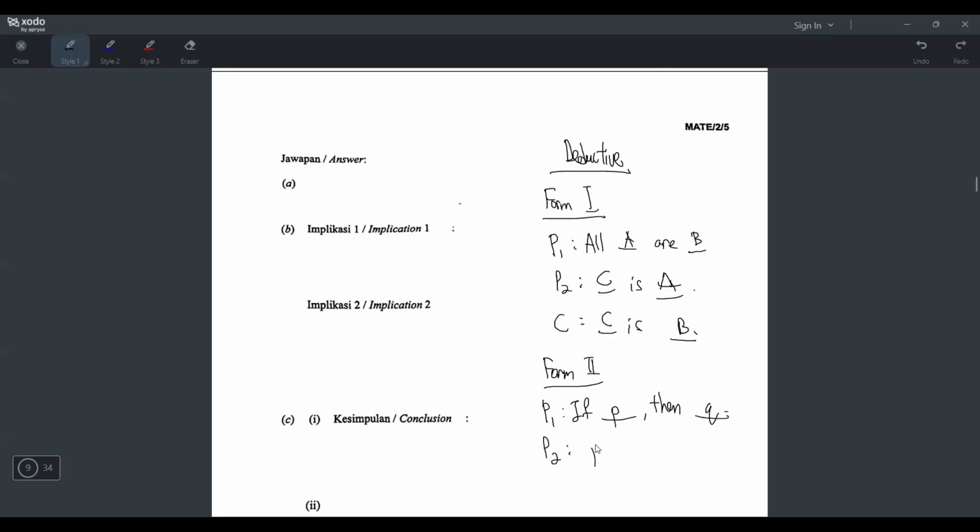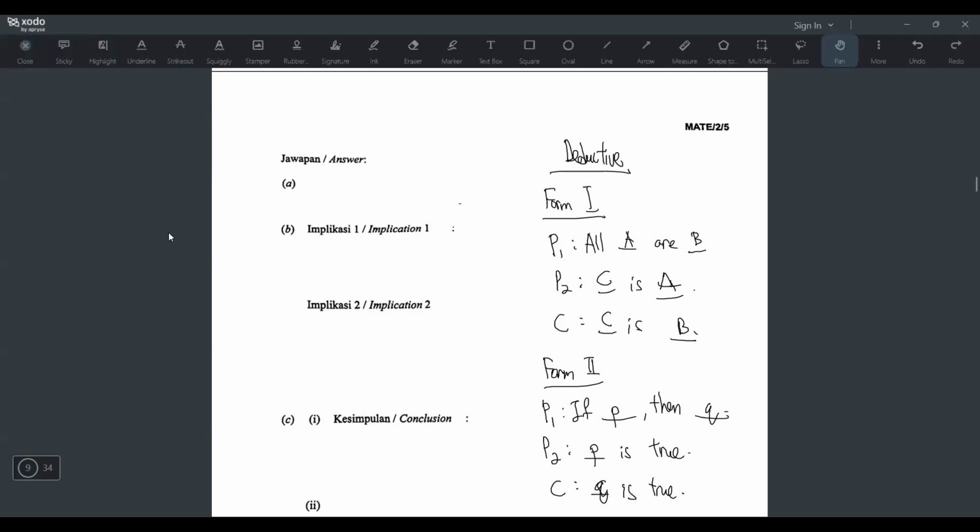Premise 2: P is true. It means in premise 2 they will mention P, right? And then in the conclusion, they will mention Q, and they will say Q is true.